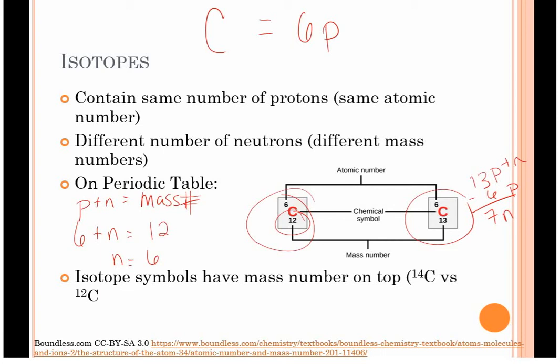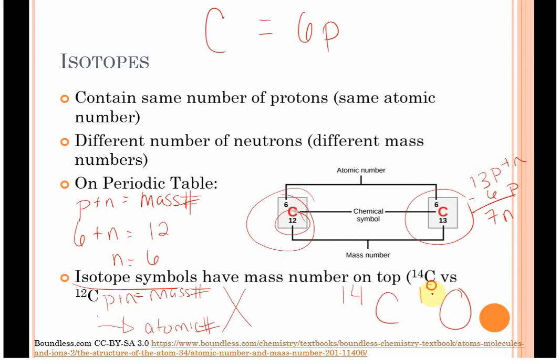Now, the way it's written on the periodic table is to put the atomic number on top and the mass number on bottom. However, the isotope symbol puts the mass number on top. So you're going to have the element symbol, the mass number, and the atomic number. The atomic number comes from the periodic table. The mass number is protons plus neutrons equals some number. So we would write carbon-14 like this. We would write oxygen-18 like that, and so on.